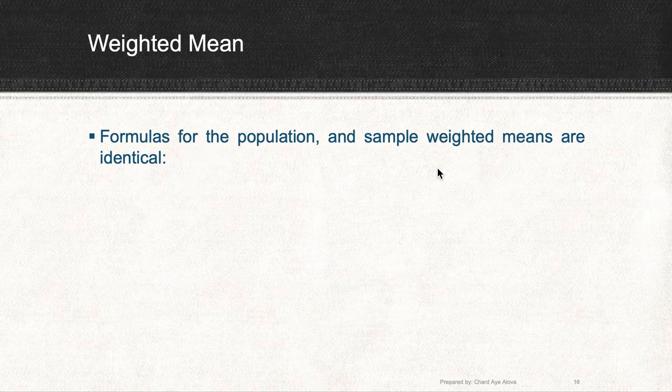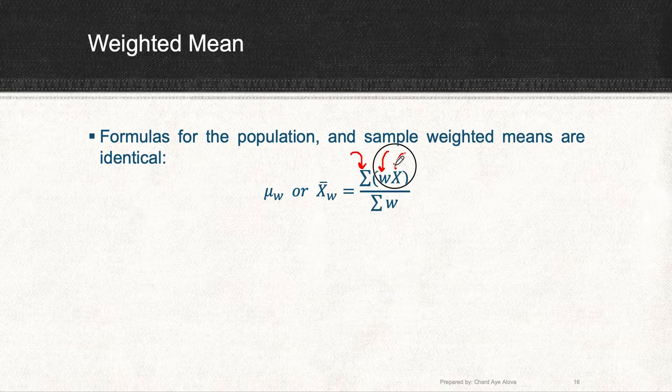So for instance, the formulas for the population and sample means are the same. It's just like this. You just put the subscript, which is W, just to tell it's a mean, but it's a weighted mean. How do we solve this? It's the sum of all the products of W sub i and X sub i.